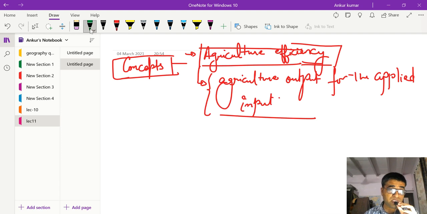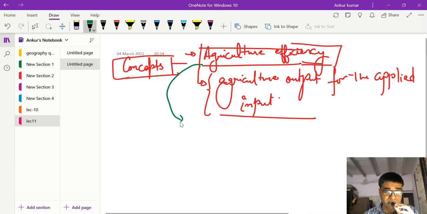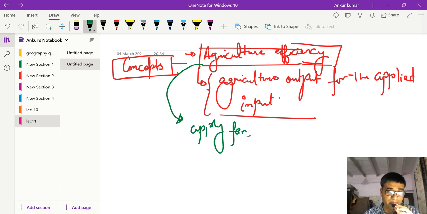This subjectivity makes agriculture efficiency a very difficult method to measure the success of agriculture. You simply are not able to find out what is agriculture output, what is agriculture input, because when you say agriculture input, we apply the family labor as well, right? Family labor, which is not counted most of the times.